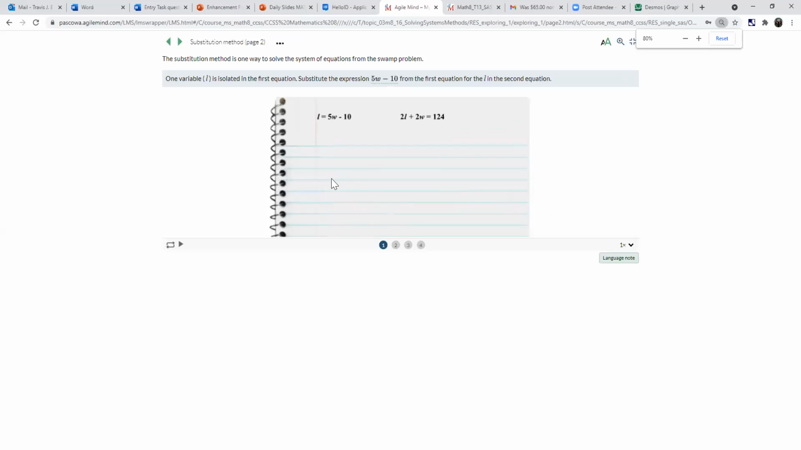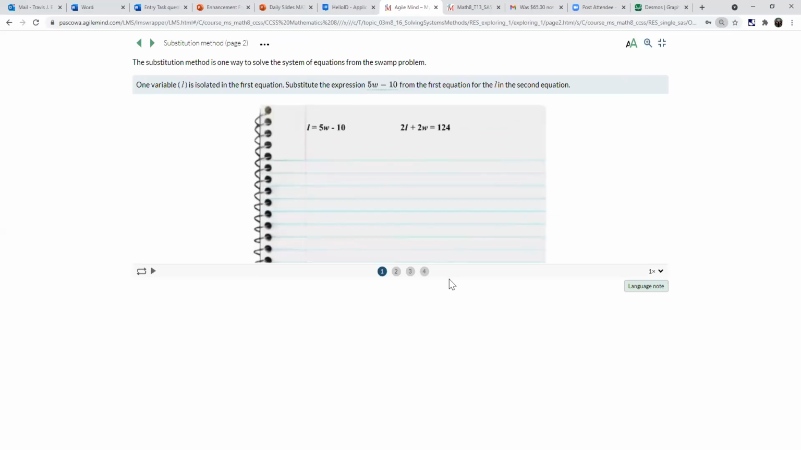All right. So hopefully you're seeing the screen that I'm seeing where it says the substitution method is one way to solve systems of equations for the swamp problem. One variable, L, is isolated in the first equation. So we see that L equals 5W minus 10. If I need to enlarge this, let me know. I think I can. Perhaps that'll make it easier to see. Yeah, let's do with that. Okay.